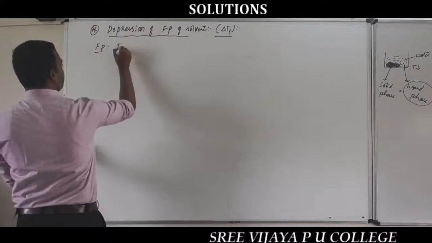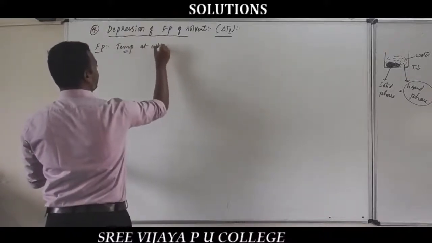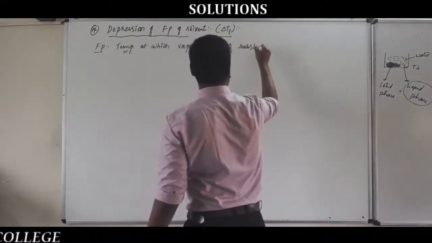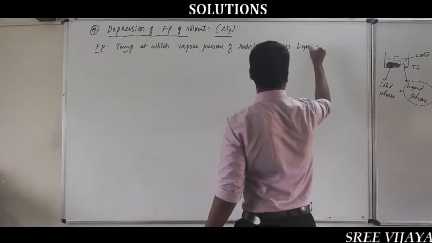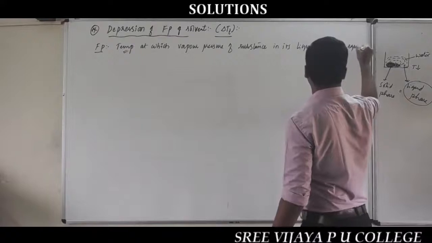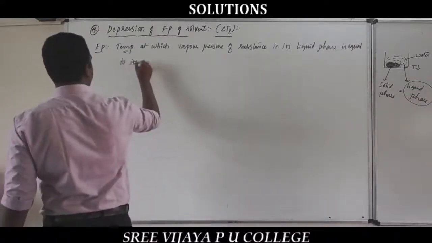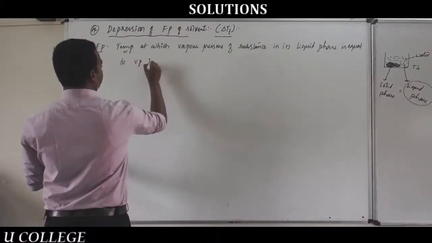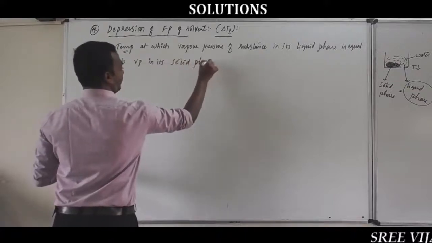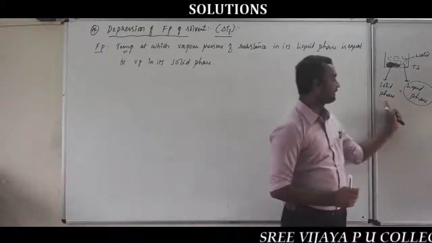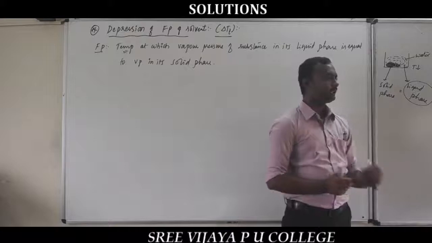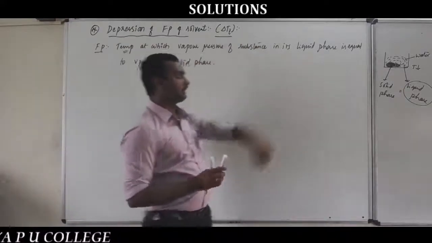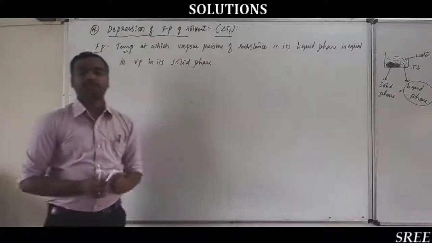That is, freezing point is the temperature at which the vapor pressure of a substance in its liquid phase becomes equal to its vapor pressure in its solid phase. When we reduce the temperature, it freezes and converts to solid phase. At that point the vapor pressure should be equal in both. At that particular temperature, the vapor pressure of the substance in its liquid phase is equal to the vapor pressure in its solid phase, and that temperature is called the freezing point.